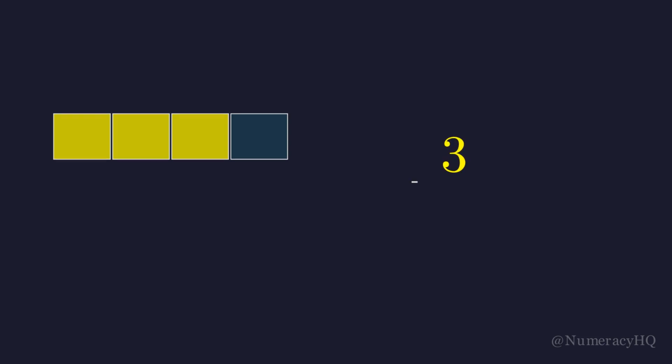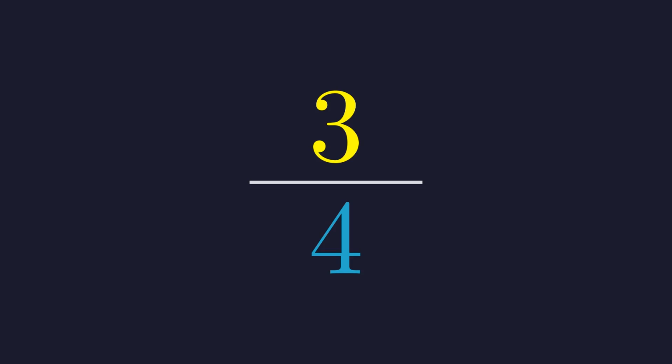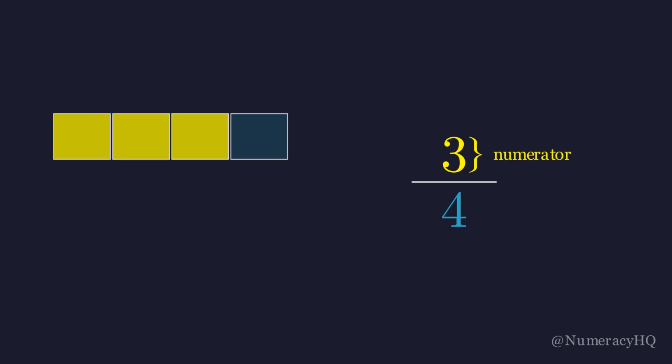The number on top, the numerator, tells us how many parts we're talking about. 3. The number on the bottom, the denominator, tells us how many equal parts the whole was divided into. 4. Read together, 3/4. This is the heart of every fraction. The denominator defines the size of each part. The numerator counts how many of those parts you have. Numerator on top, denominator on bottom.